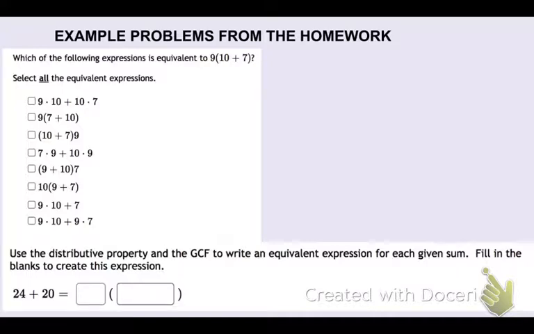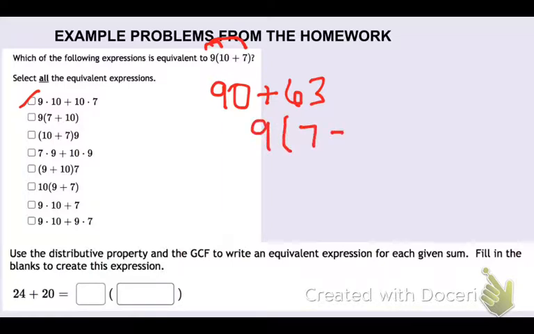It says, which of the following expressions is equivalent to 9 parentheses 10 plus 7? So that's basically saying 9 multiplied by 10 plus 9 multiplied by 7. So let's see, that's exactly what we wrote out here in this first one. So we're going to check the first one. Now, if I were to do 9 multiplied by 10, I get 90. And then plus 9 multiplied by 7 gives me 63.